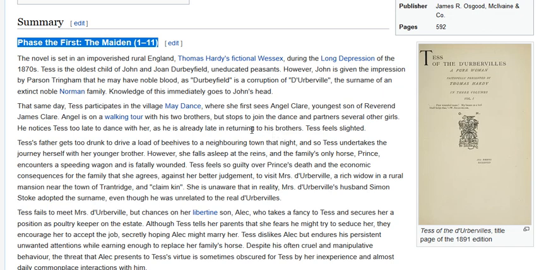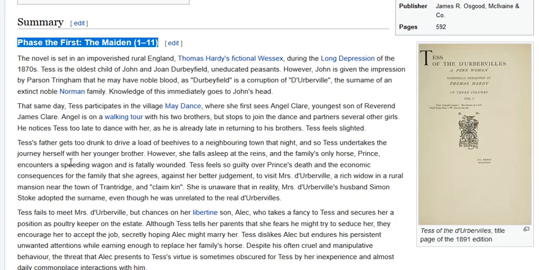but he stops to join the dance, and partners several other girls. He notices Tess too late to dance with her. So, this is one kind of symbol for their separation in the later part of the novel. As he is already late in returning to his brothers, Tess feels slighted, embarrassed, or sad.